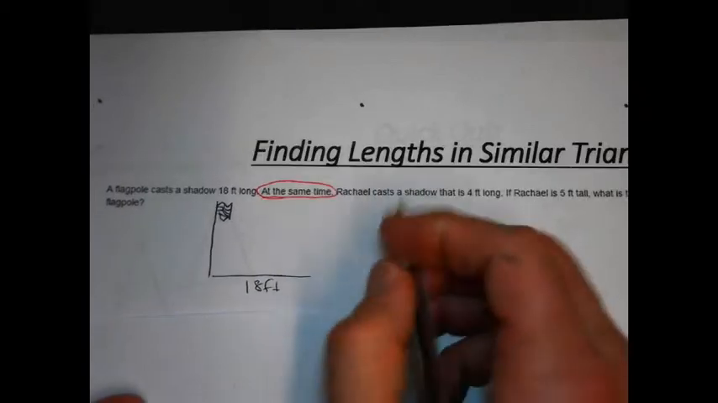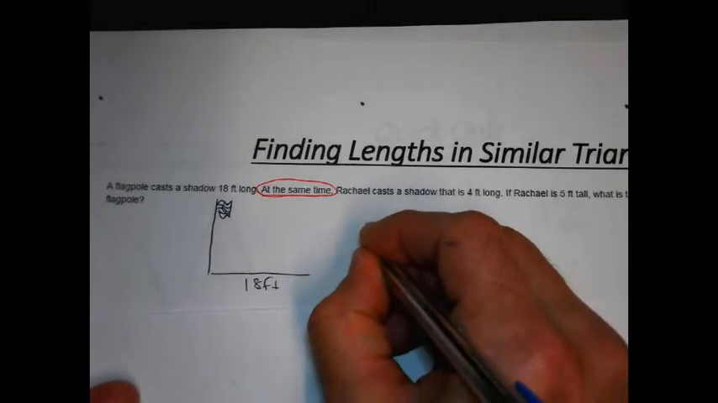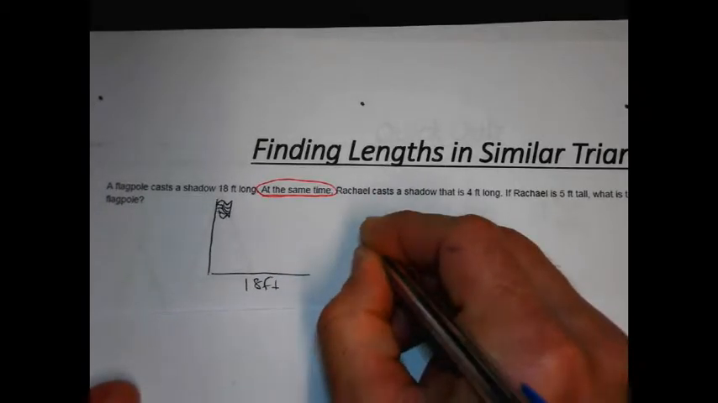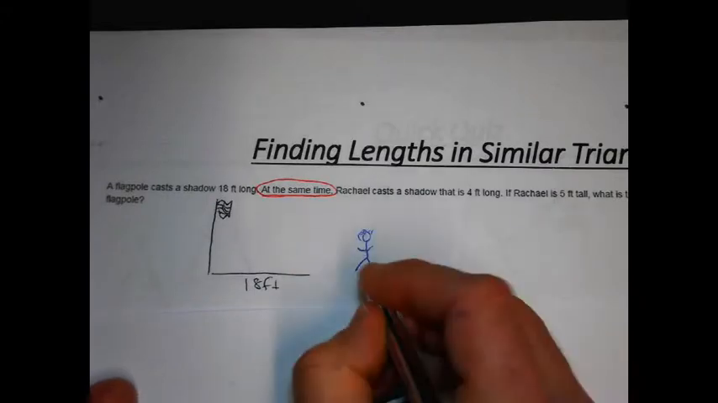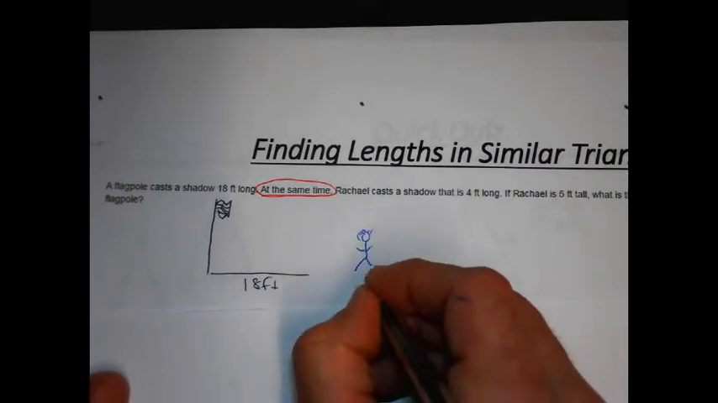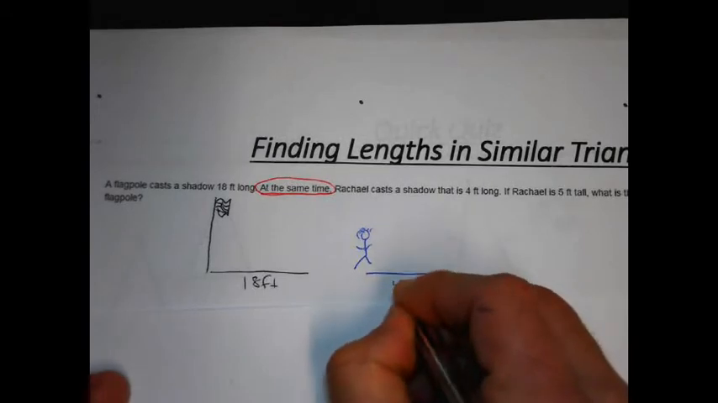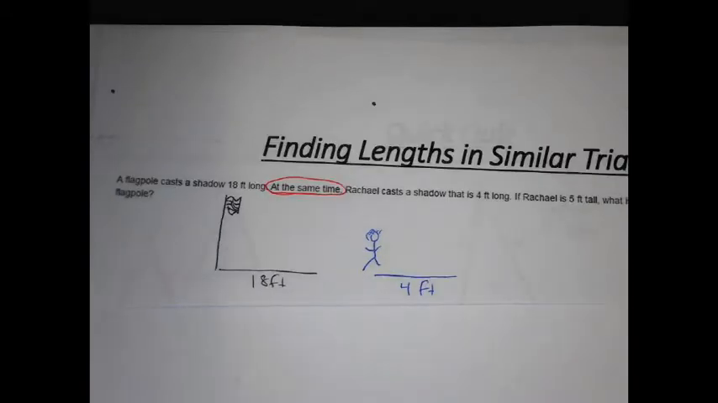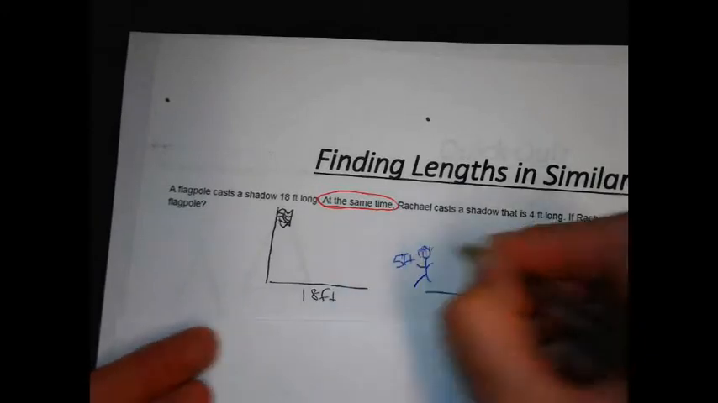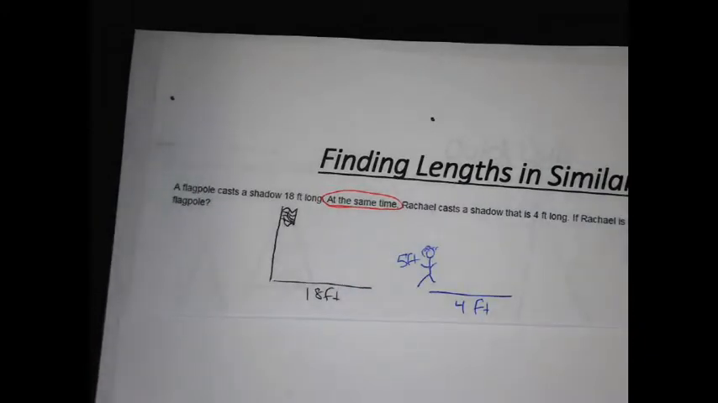At the same time, Rachel casts a shadow. Here's Rachel. How do you like her hair? Anyway, Rachel casts a shadow that is 4 feet long. Okay? But how tall is Rachel? Rachel's 5 feet tall. And what's the height of the flagpole? So that's the question now.